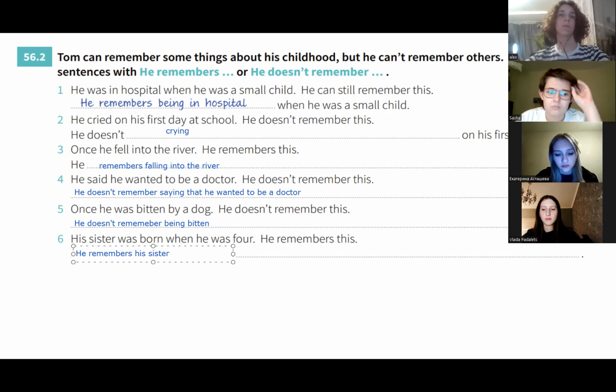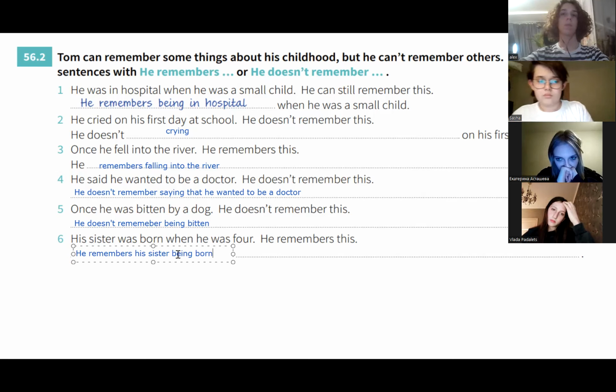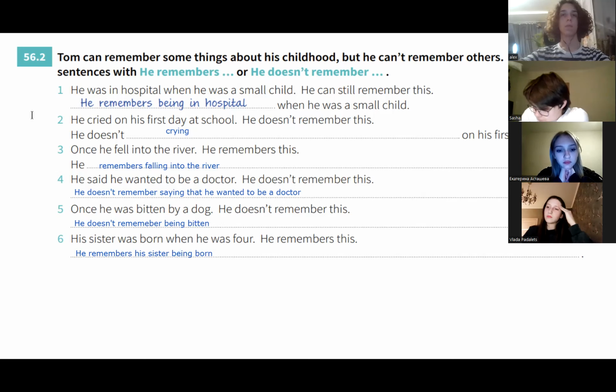You remember, what did he write? Doesn't remember to be beaten. Yeah, what about number 6? Did anybody write number 6? I can't see. He remembers his sister be born. In gerund. He remembers his sister to be born. Gerund is the ing form of the verb. Born. Being born. So the verb to be goes in the continuous form, be, being. He remembers his sister being born. He remembers that process.